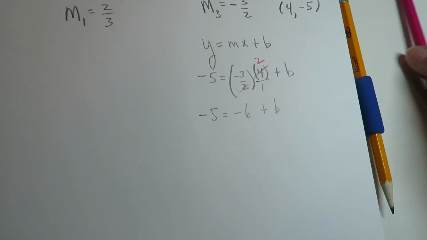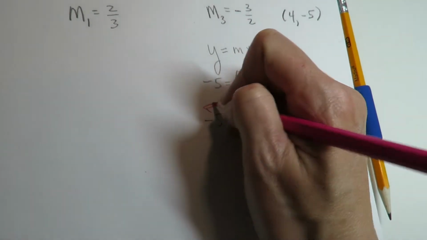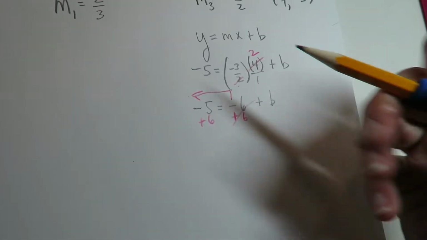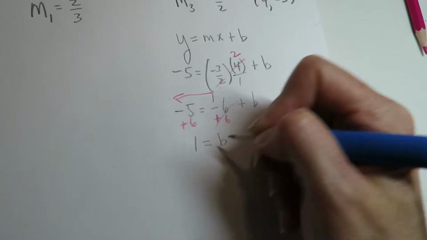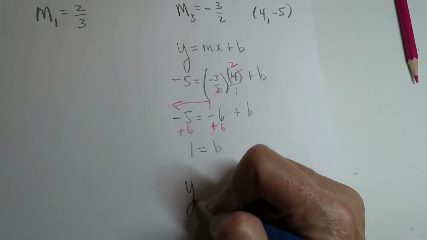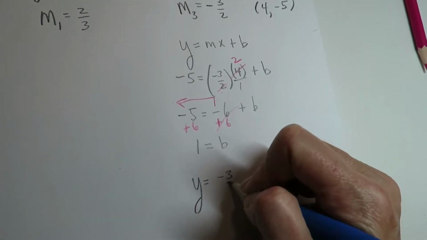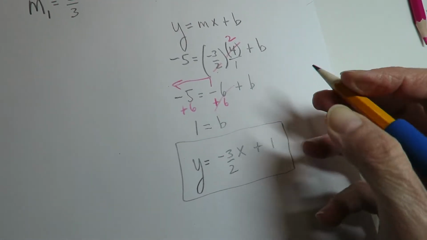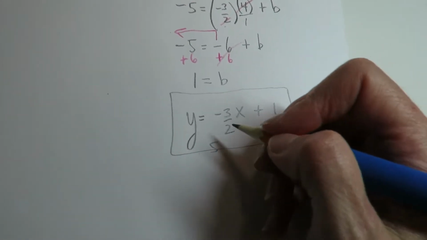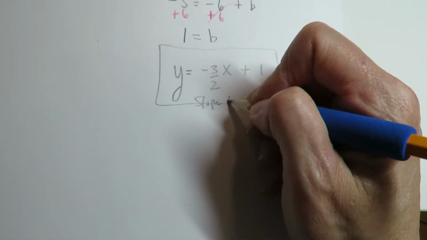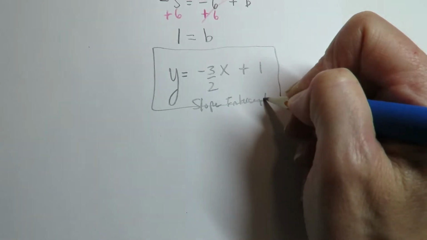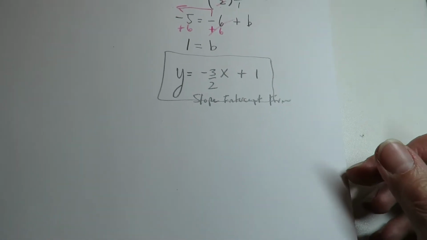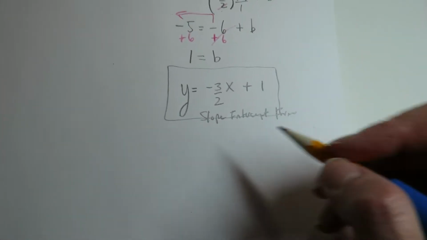Okay, now we're going to move the -6 to the left. And we're going to get that b is 1. The final answer, therefore, is -3/2 x plus 1. That is our line in slope-intercept form. That would be fine if you hand it in like that, but let's also convert it to standard.